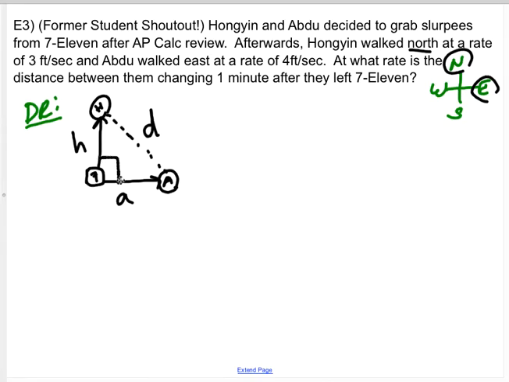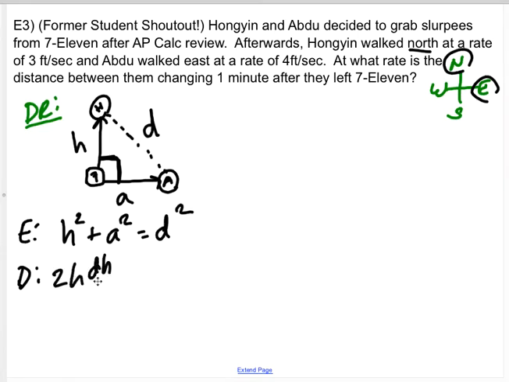I know that I can assume north and east make a right angle, right? So when I go to write my equation, yet again, it's Pythagorean theorem, right? H squared plus A squared equals D squared, right? And when I differentiate, I'm going to get 2H dH/dt, plus 2A dA/dt. Oh, I forgot something on my diagram. We'll go back and address it in a sec.